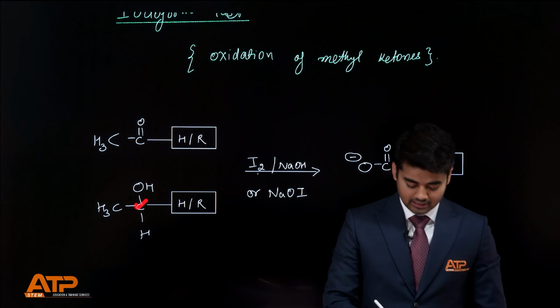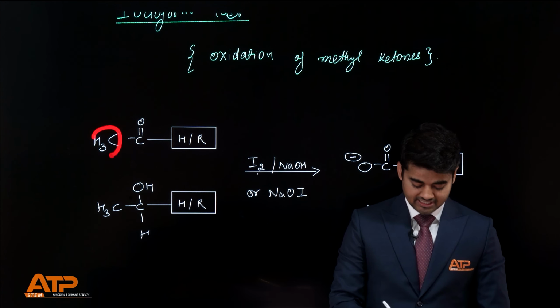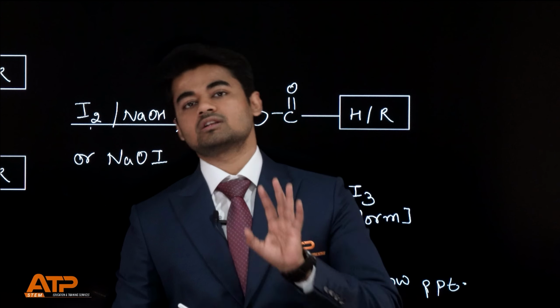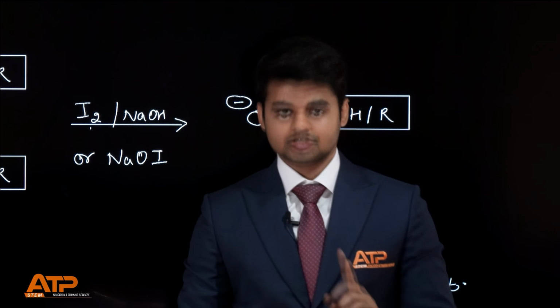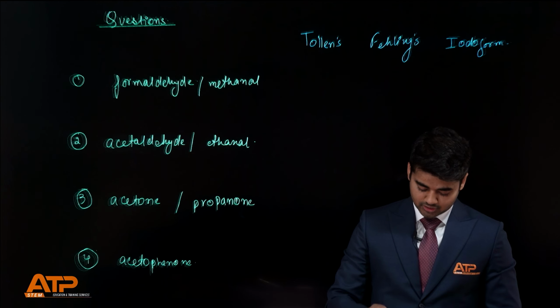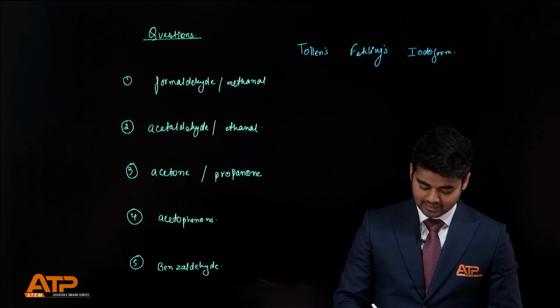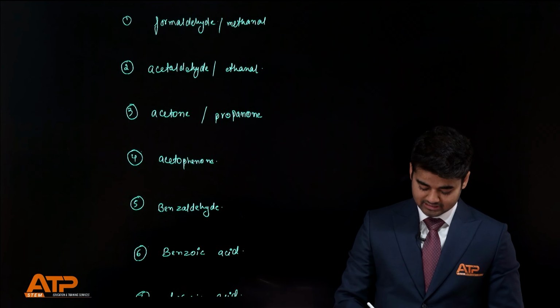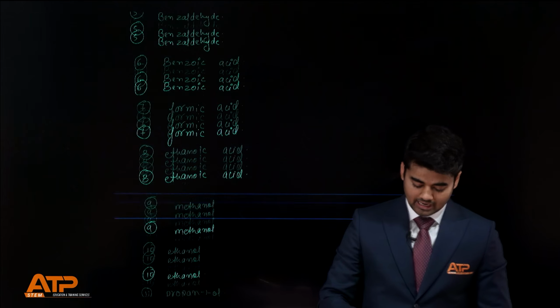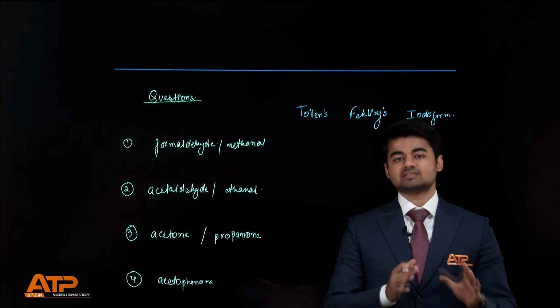So it can be an alcohol, it can be an aldehyde or a ketone. CH3 should be present on one side and on the other side there should be hydrogen or some carbon related group, not OH, not NH2. Alright, so let's start with some questions. So what compounds have I taken? Let's check once. We have taken formaldehyde, acetaldehyde, acetone, acetophenone, benzaldehyde, benzoic acid, formic acid, ethanoic acid, methanol, ethanol, propan-1-ol and propan-2-ol.